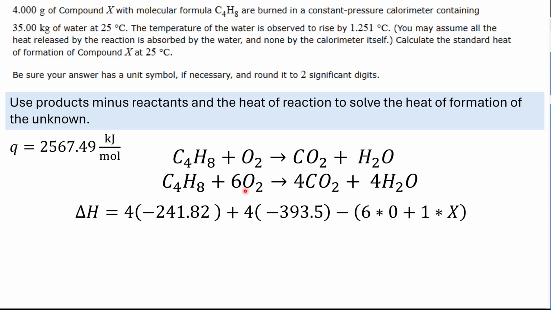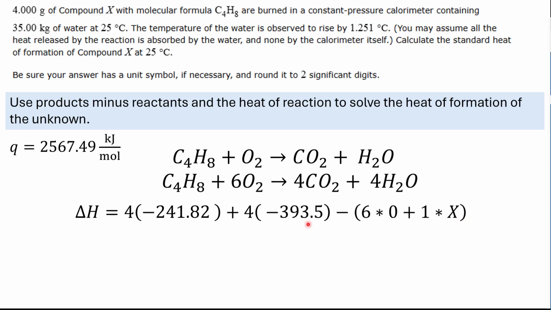We can fill in our delta H's. So this is our gaseous water. Make sure to grab the gas one. This is our carbon dioxide. This is our oxygen, which we don't have to look up because it's a diatomic gas in its standard state. And then this is the 1 times this, which we don't know, because there's a lot of different compounds that could be C4H8. So because of that, we just need to fill in X.